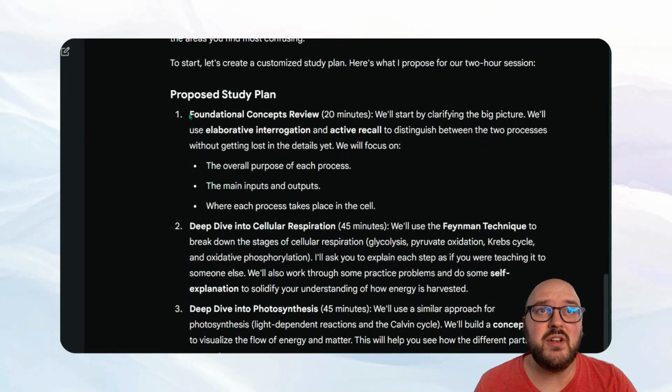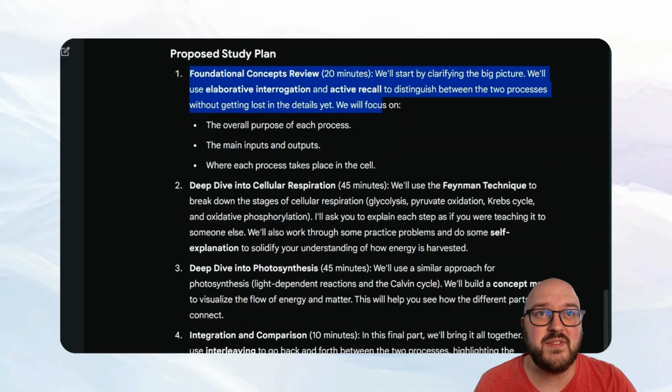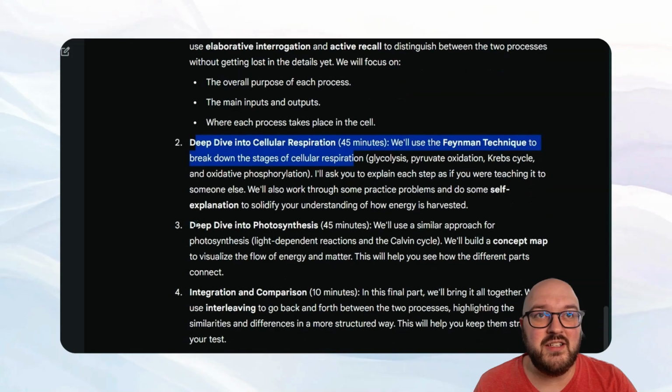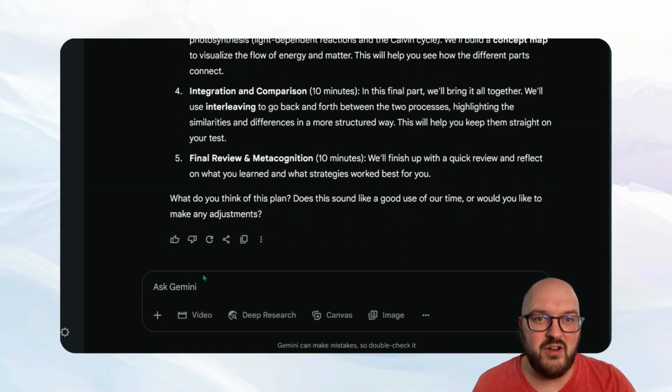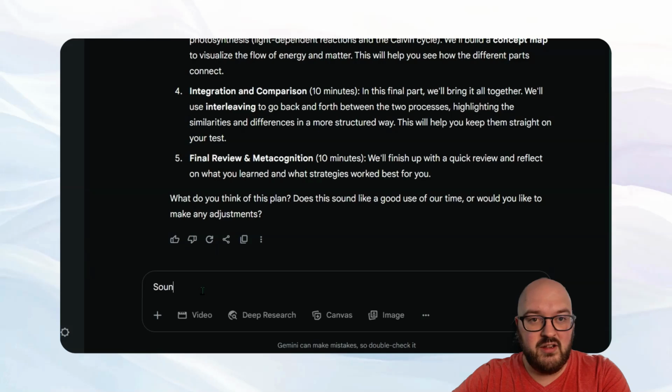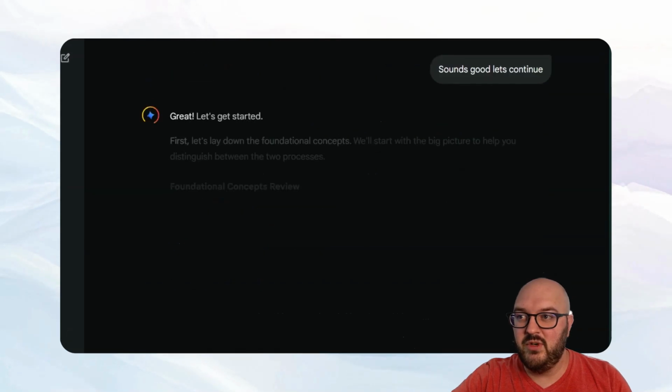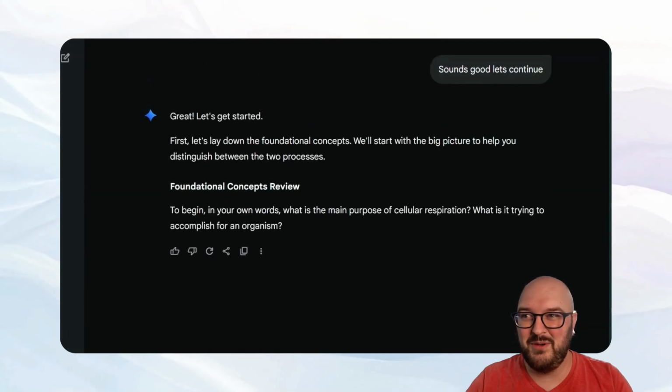So here it comes up with our study guide: foundational concepts, deep dive into cellular, deep dive into photosynthesis, integration. What do you think of this plan? Does it sound good? So I'm going to say, sounds good. Let's continue. And we're just going to answer the question here because I guess that's what we got to do.